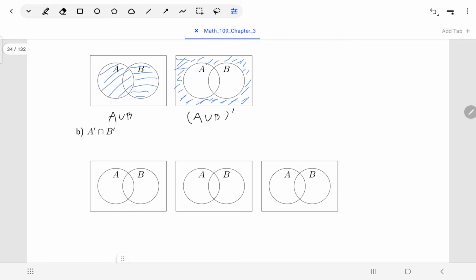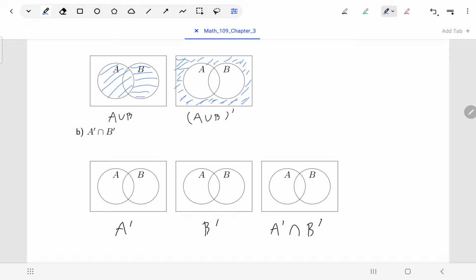I'm going to do the same sort of thinking for the next one. If I've got A complement intersected with B complement, I'm going to need to do really three things. I'll need to know where A complement is. Then I'll need to know where B complement is. And then once I've done that, I'll ask myself what they have in common: where does A complement overlap with B complement?